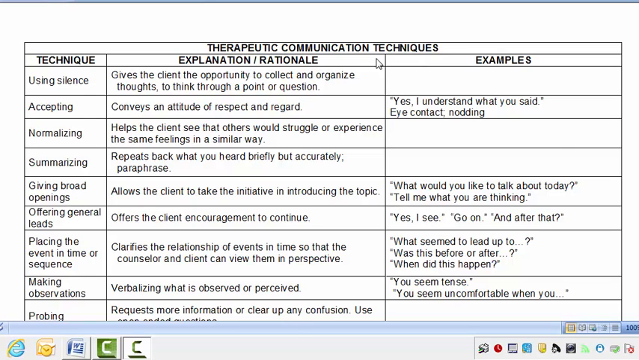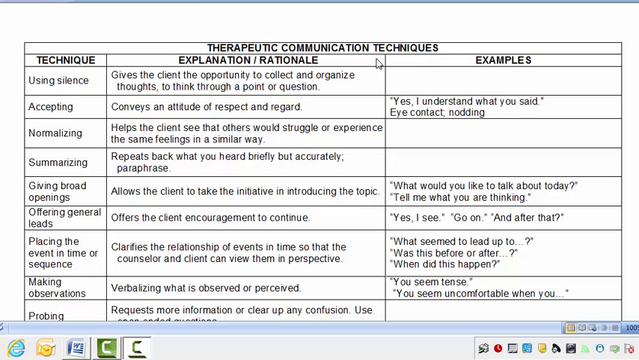Okay, the next communication technique is offering general leads. And this is just one of those things that, you have someone who wants to tell their story, and it may take them 15, 20 minutes to tell their story. And so you're not sitting there in stumped silence. You're giving them the indication, you know what, I'm with you, continue talking. So it's things like, I see, yeah, just anything that you're interjecting, you're not interrupting, but you're letting them know, I'm with you, I'm here, I'm interested, tell me more.